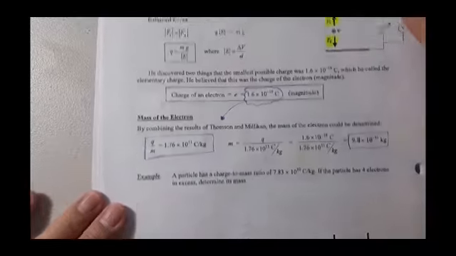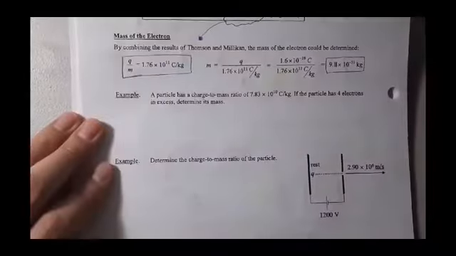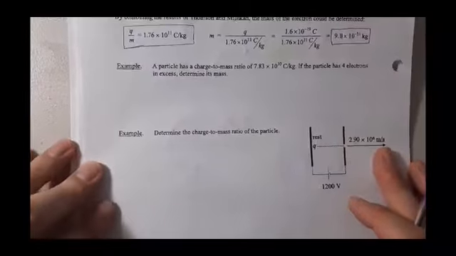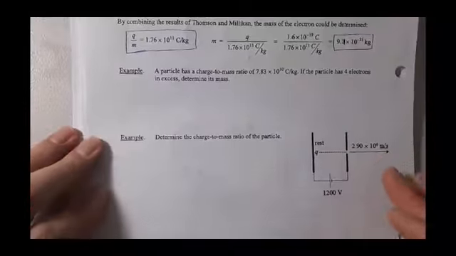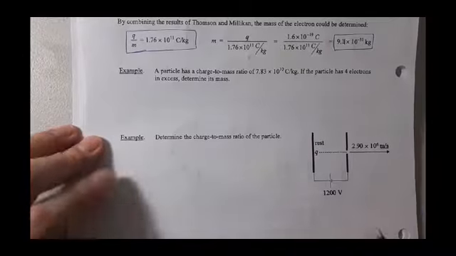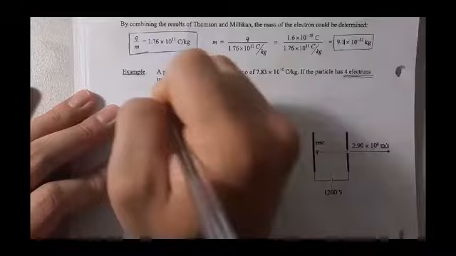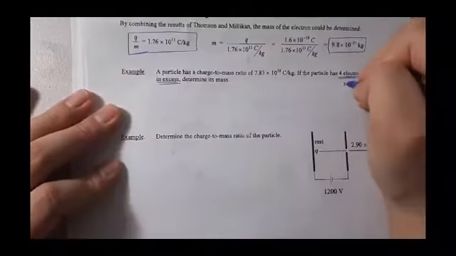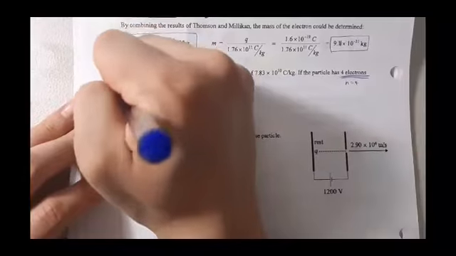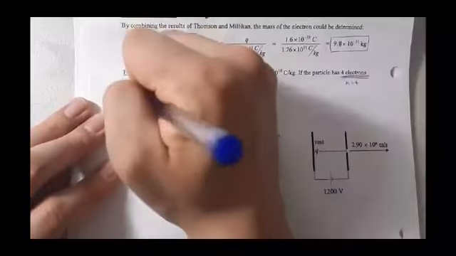Let's do some examples. All right. A particle has a charge to mass ratio of that. If the particle has 4 electrons in excess, determine its mass. So that means n is equal to 4. Let's write down some of the clues. q over m.